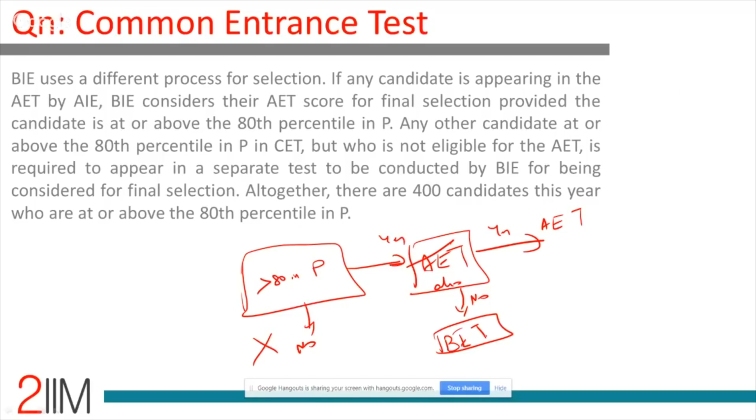But BIE is a physics-centric institute. That's what we can infer. So 80th percentile in physics is mandatory. If you've got that and also happen to satisfy a bunch of other conditions required for AET, then you are BET, BIE plus physics plus. So it's okay. You have other things also going for you. Good. So we'll take your AET score. But if those other things are not satisfied, therefore you're not writing your AET, but you've got more than 80th percentile in physics, we'll still take you on board after writing an alternate test.